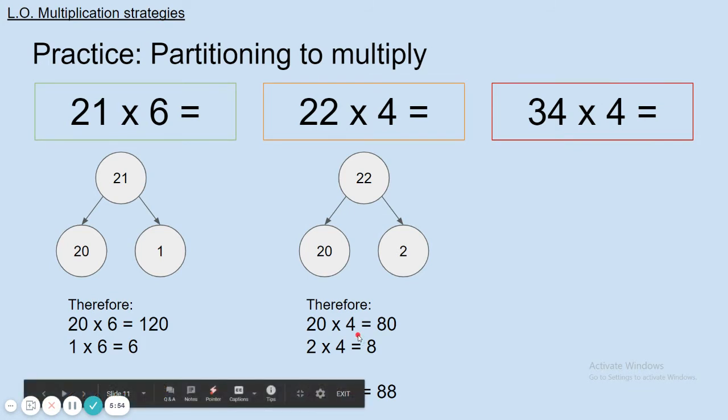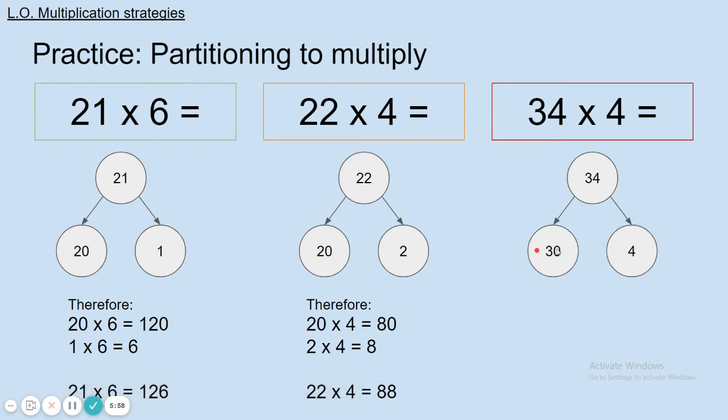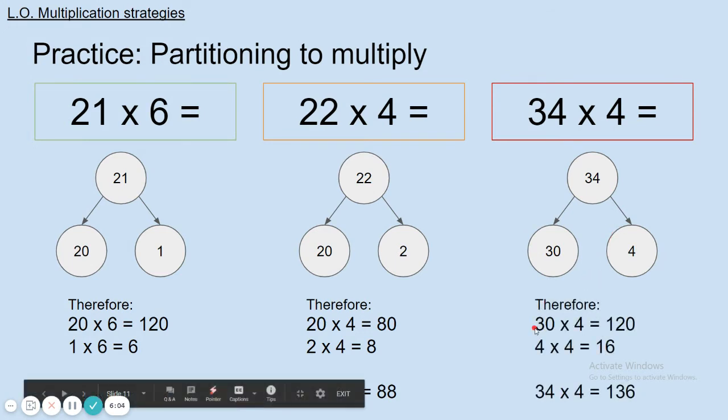And then finally, the red one, again, we just partition it into its 10s, partition it into its 1s, multiply the 10s by 4, and then multiply the 4 by 4. And you remember that 3 lots of 4 is 12, so 30 lots of 4 is 120. And then 4 lots of 4, you know, is a square number, so it's 16. And there you go, then you just add them together at the end, and that is your answer.